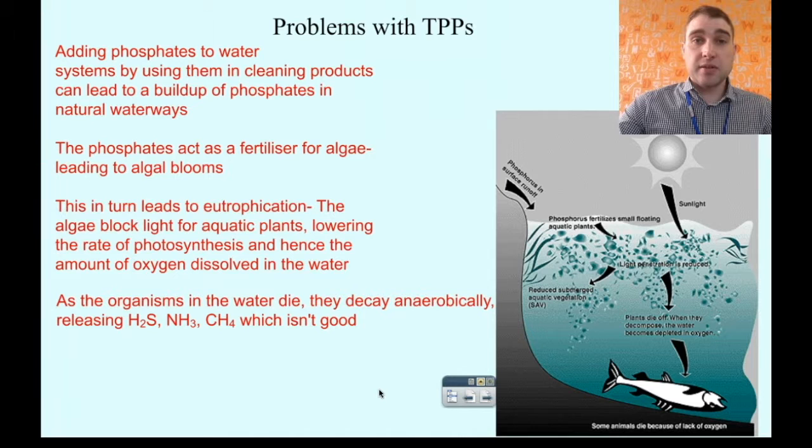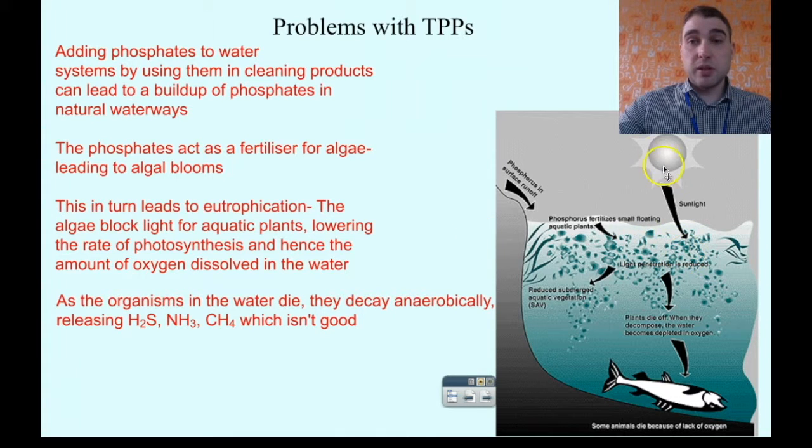If you add phosphate to your water that you're using to clean with, that water will eventually make its way into waterways. Phosphates contain phosphorus, obviously, which is a fertilizer. It's used to help things grow. And it's also in a soluble form, which is available for aquatic organisms to use. So what happens is you get this thing called eutrophication. So what happens is the phosphorus runs off into the waterway.